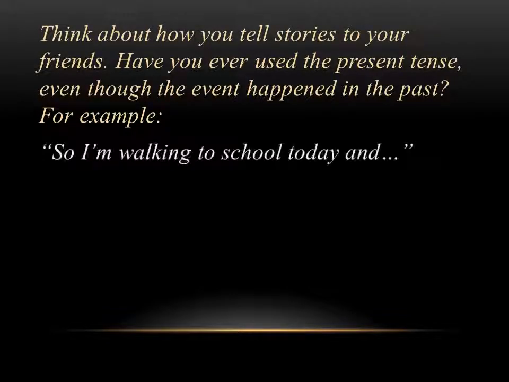So let's stop and think for a second. Have you ever told a story to your friends or your family and you've used the present tense even though you were talking about things that happened in the past? You might have said something like, so I'm walking to school today and, whatever happens, right? Even though we're talking about something that already happened, you'd say, so I'm walking today, which is present tense. So the question is, why would you do this? And is it okay to do this? How do we use the present tense when we're talking about things in the past?